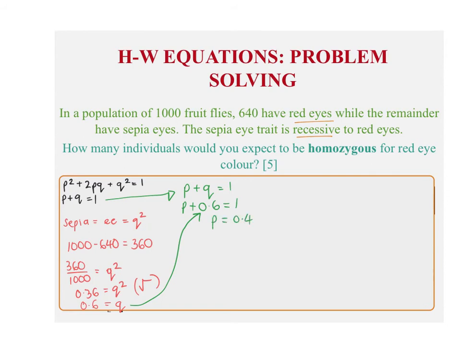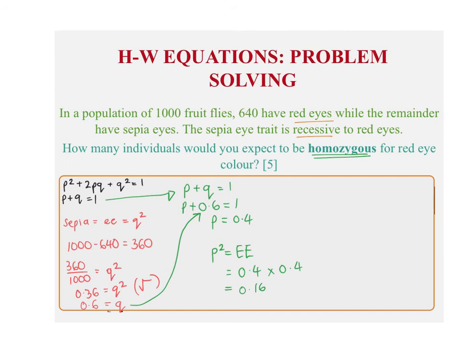All right. Now the final thing I'm doing is I'm looking for the organisms that are homozygous for the red eye colour. So I know that that means I'm looking for p squared. Okay, because remember that's going to be my two big E's, homozygous dominant for that red eye colour. And so all I do is I do my p-value times itself. So 0.4 times 0.4, which is 0.16.